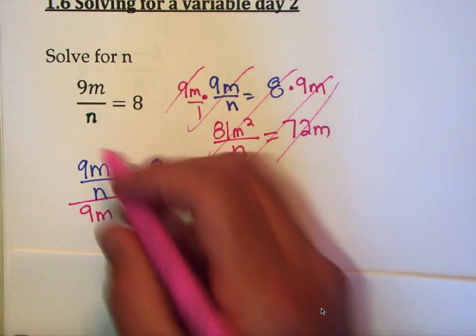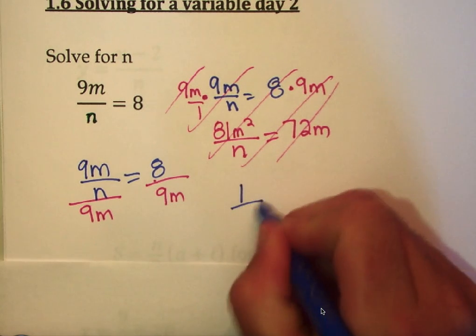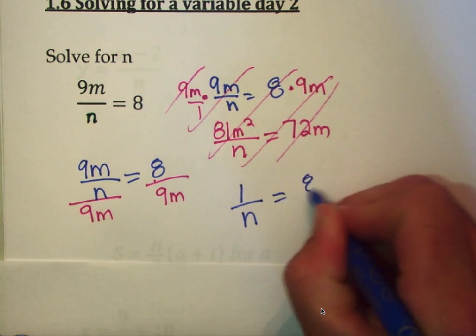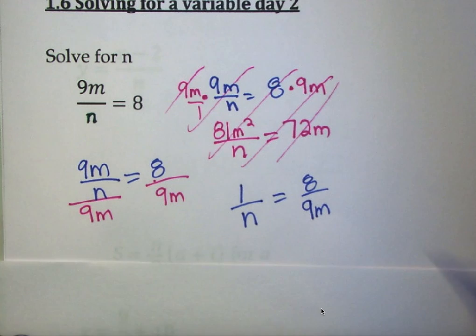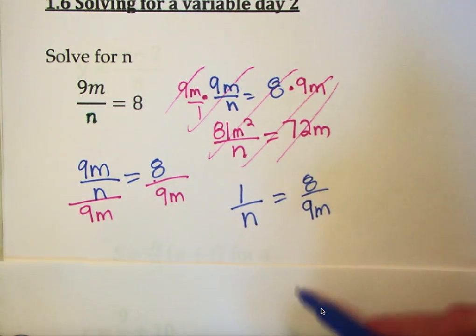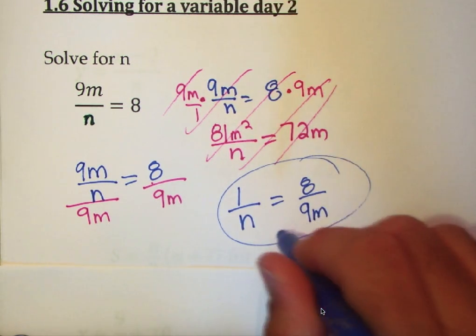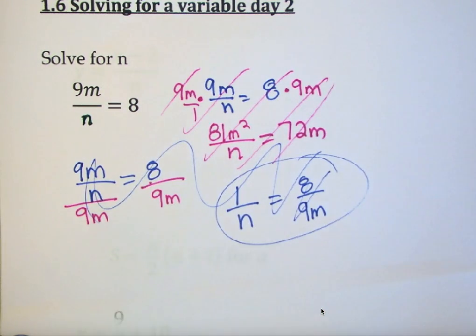But then, the tricky stuff is you get 1 over n equals 8 over 9m, and you still don't have what n equals. You have what 1 over n equals. So it didn't really get there, but maybe somebody sees a way to get what n equals, right? Using this, but that's okay.